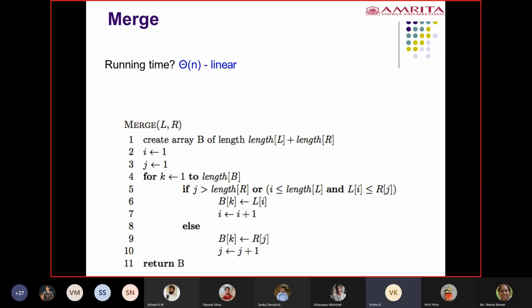Okay, let us see. Merge is n, so the running time of merge is going to be linear, right? Because you are just comparing. There is one for loop, so every time you are comparing and copying either from array L or from array R. If you consider the whole thing, the dividing also takes some time and involves some complexity. But when we talk about only merge, it is linear time, right?